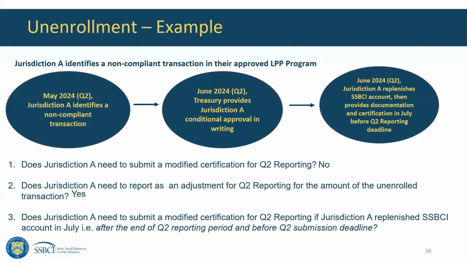Okay. The last question is, does jurisdiction A need to submit a modified certification for second quarter reporting if jurisdiction A replenished the SSBCI account in July? But keep in mind, this is after the second quarter reporting period, but before the second quarter submission deadline. Okay, the answer should be yes. Since the replenishment took place outside the second quarter reporting period, jurisdiction A would need to submit a modified certification.